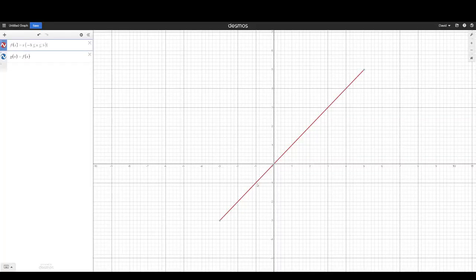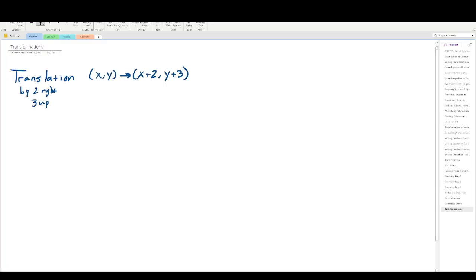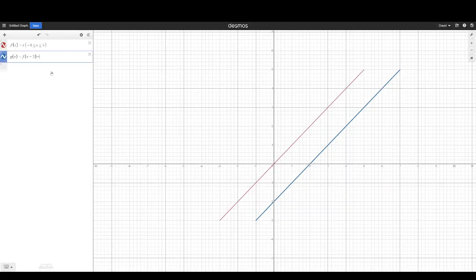So looking at my line here, remember that this line is just made up of infinitely many points all right next to each other. So if you took every one of those points and moved them to the right and up, then we would end up with a line that moves around. So I'll explain how we get this in a minute, but let's say we have 2 to the right and 3 up.